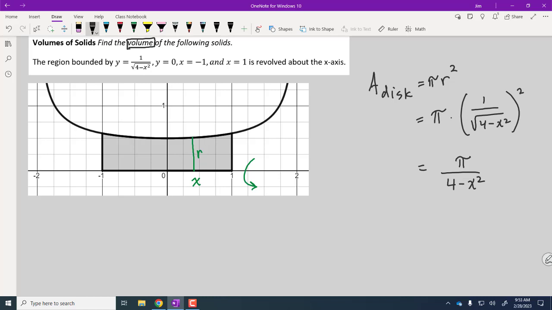Any questions on that? Area of the disk? Everyone see the disk? As this rotates, that element rotates around, we're getting a disk of radius r. Yeah? Yep, let's use symmetry. What are you thinking?